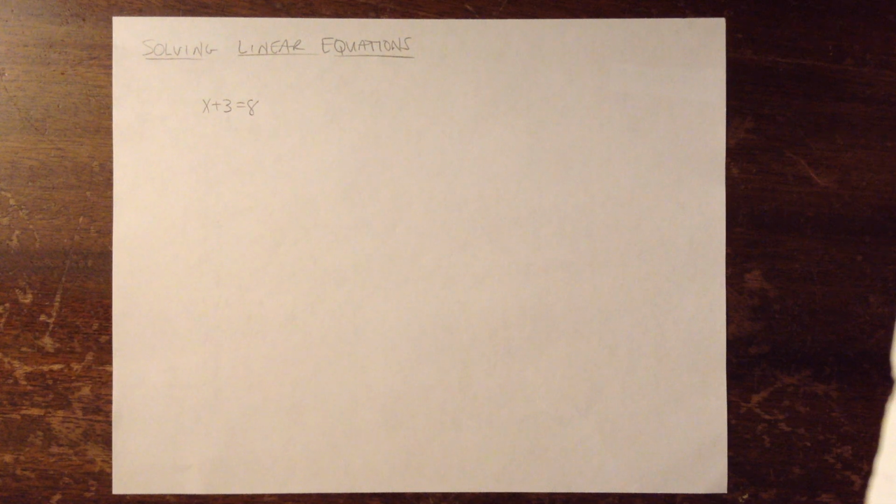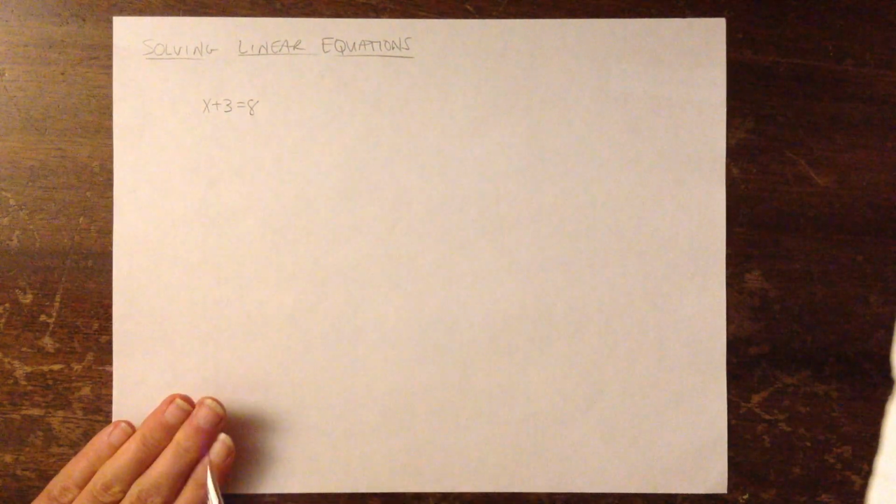So this is an example of a linear equation. x plus 3 is equal to 8. We know it's an equation because it has an equal sign. It has two sides, the left-hand side and the right-hand side. And this equation is telling us that these two things are equal.